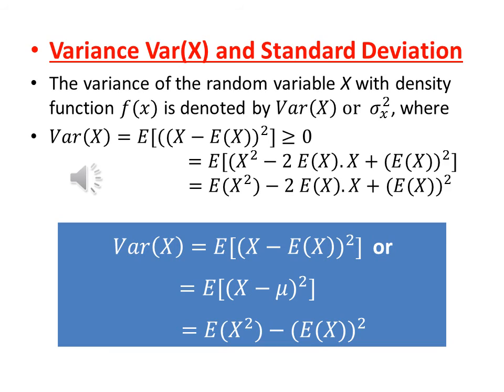How to get the mean? The mean is the integration of x f of x dx. We calculate it, and get the variance. What is the standard deviation? The standard deviation is equal to the square root of the variance.